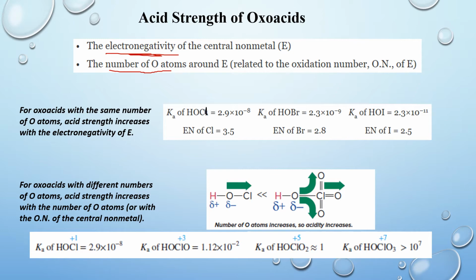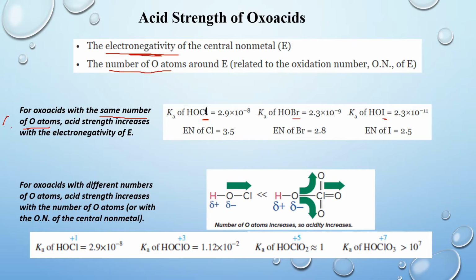We have two scenarios in this case. In the first scenario, we have the same number of oxygen atoms. The rule is that the higher the electronegativity of the nonmetal, the stronger the acid is. Let's look at these three acids. They each have one oxygen. Based on the rule, we will compare the electronegativity of the nonmetal. Chlorine has the highest electronegativity among the three, so the corresponding acid will be the strongest.